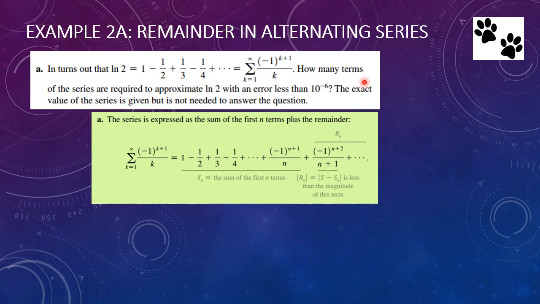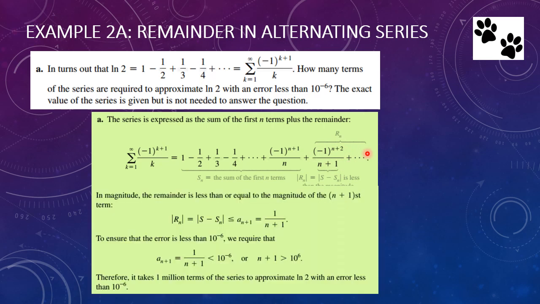So we can see that the series is expressed as the sum of the first n terms plus the remainder. This is from the last theorem. So here we have S sub n, and then here we have the remainder R sub n, which is the difference between S and S sub n, which is less than or equal to the next term. Well, remember our A sub k, looking at this, is our function without the alternating factor, so it's just 1 over k. So A sub k equals 1 over k.